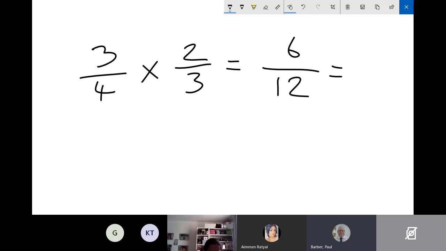Remember, in the test, you can have a calculator, or you can have pen and paper if you want to work it out there. There are some questions where you can't have a calculator. One thing I'll say about 6/12: 6 goes into 6 once, and it goes into 12 twice. So 6/12 is the same as a half. So whenever we're multiplying fractions, all we do is multiply the top line and multiply the bottom line.